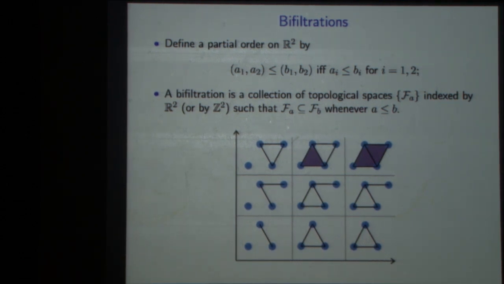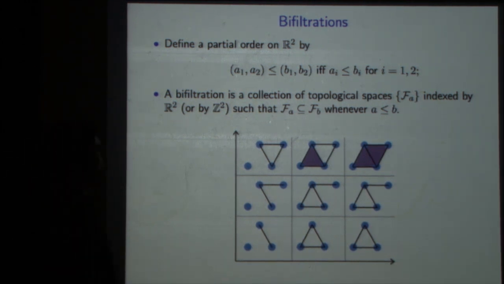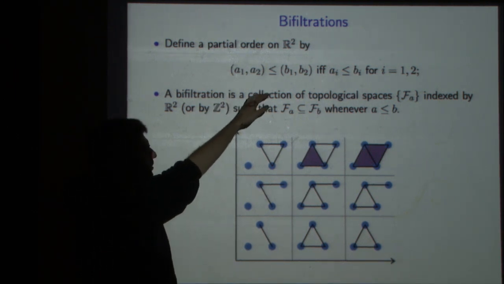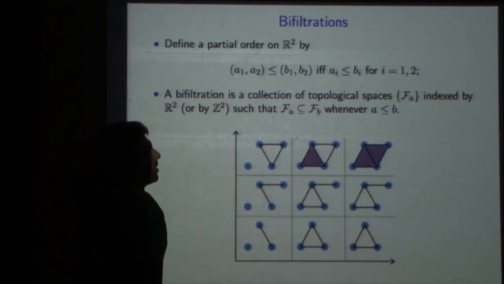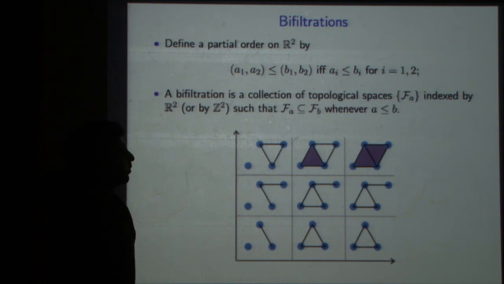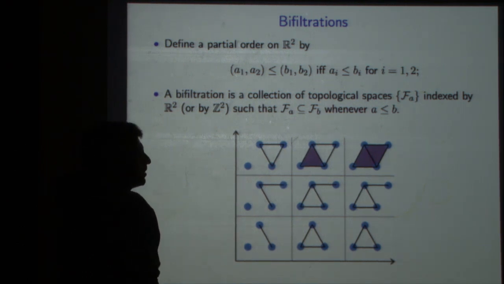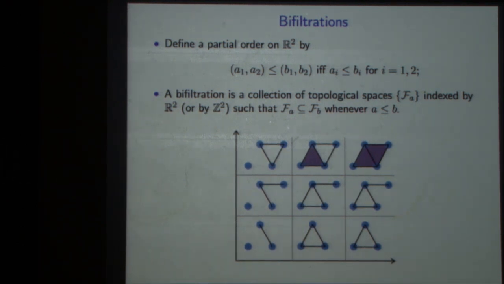To define the bifiltration, I need to first define a partial order on R², and I do this by taking (a1, a2) to be less than or equal to (b1, b2) if and only if a1 is less than or equal to b1 and a2 is less than or equal to b2.